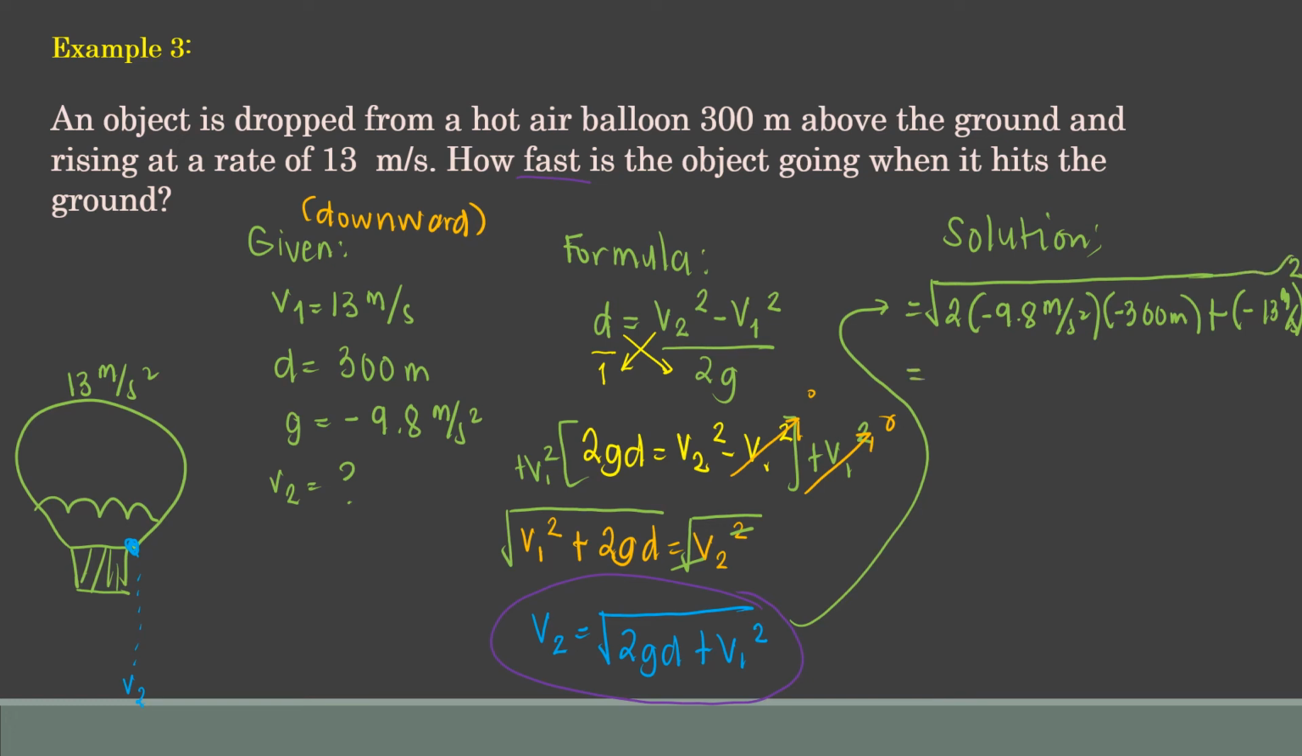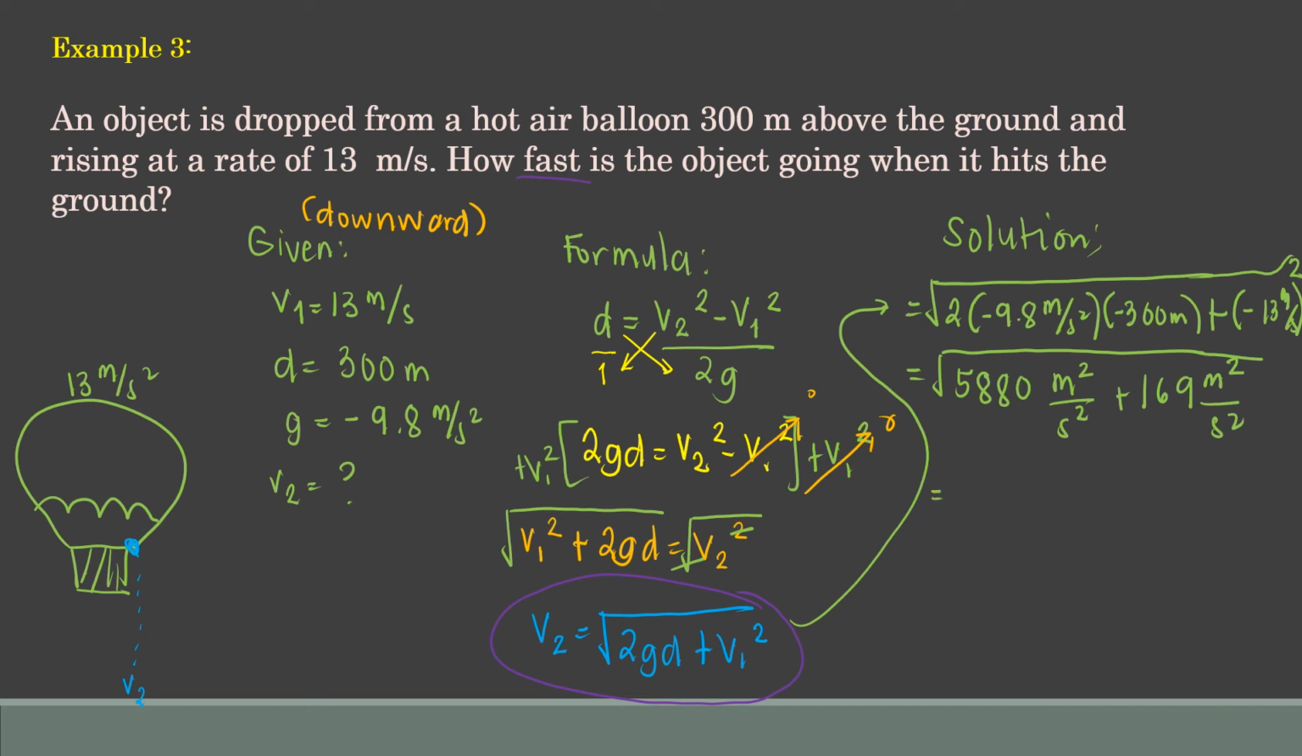If we multiply 2 by 9.8 and by 300, we will get 5,880. The units, we cannot cancel meter and meter here because both of them are numerators, so we will have meter squared over second squared. Plus this is 13 squared. If we get the square of 13, we will get 169, and the unit is meter squared per second squared.